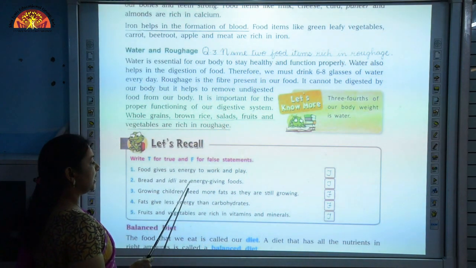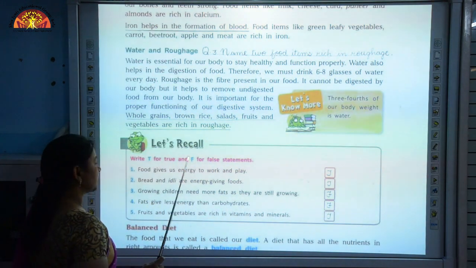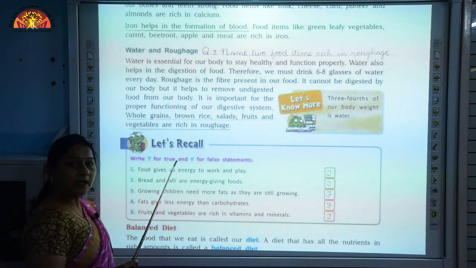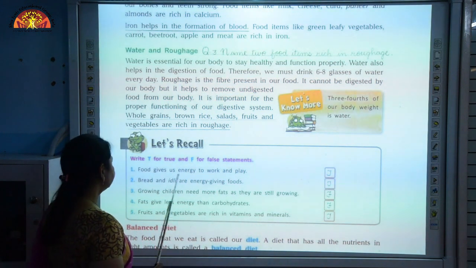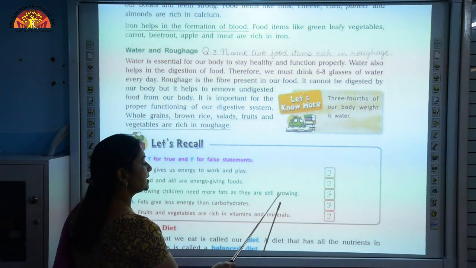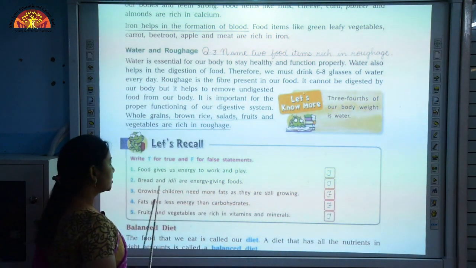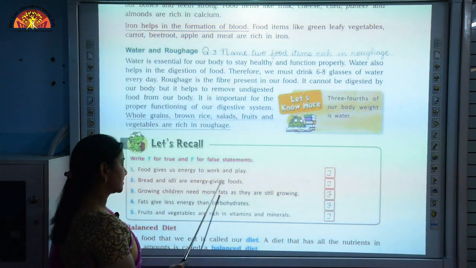Bread and idli are energy giving foods. Again this is a true statement because bread and idli, they are sources of carbohydrates and carbohydrates come under energy giving food. The third one, growing children need more fats as they are still growing. No, this is a false statement because growing children need more of proteins, not fats.